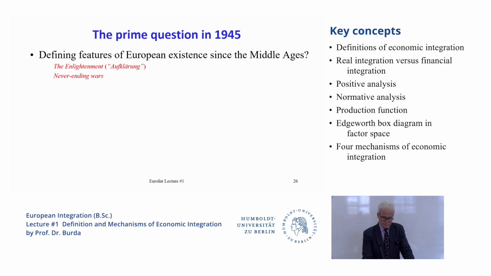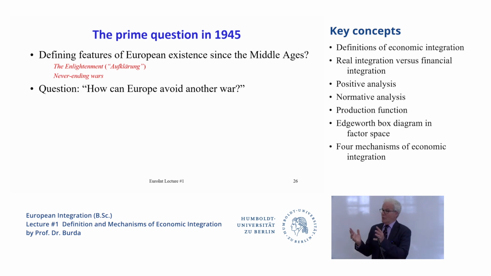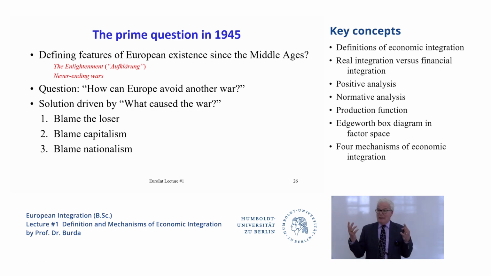without a question. So how can Europe avoid a war? That was the guiding question in 1945. You have to have a theory. Why do we fight this war in the first place? Well, you could blame the loser. It's their fault. You can also blame the system. You can say it was capitalism's fault. You can also blame nationalism. Okay, so the Allied powers had to decide which view, because they were reconstructing Europe at the time. And the question is, which one did they choose?